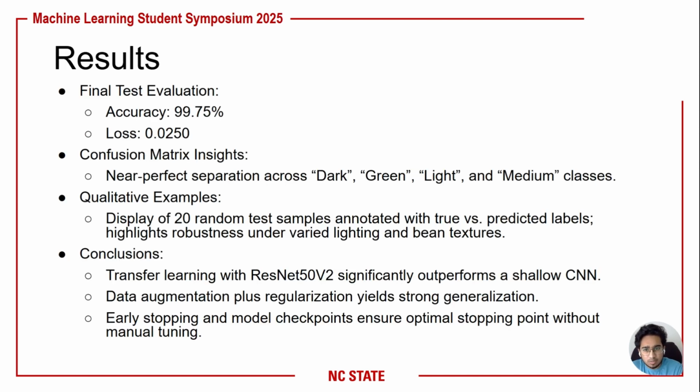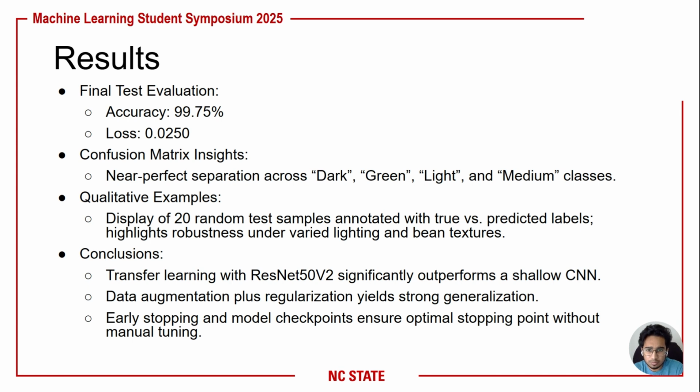So finally, the results. The accuracy is 99.75, the loss is 0.025, and there is a very good classification across the four class labels as seen in the confusion matrix: the dark, green, light, and medium classes.